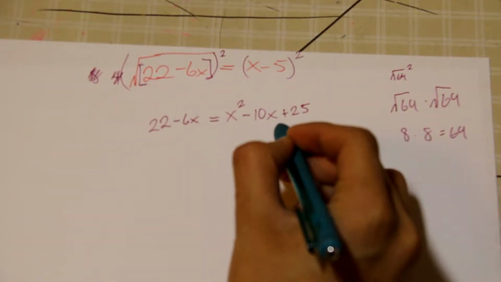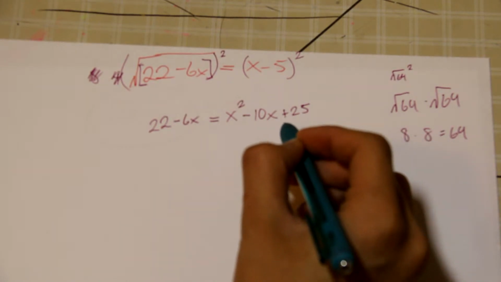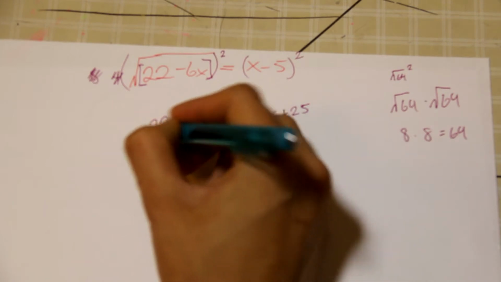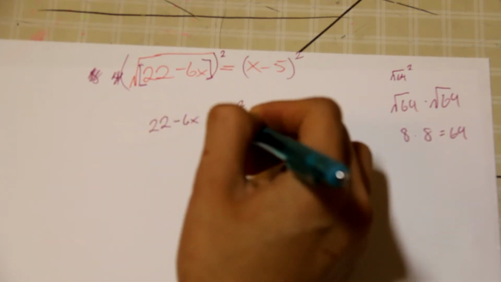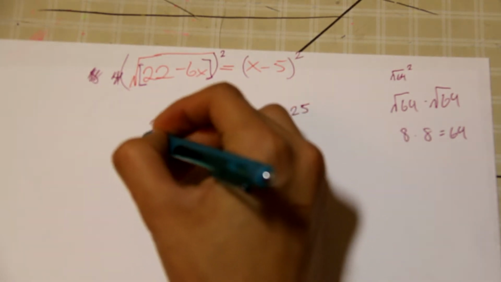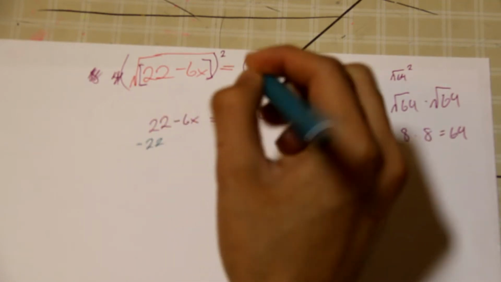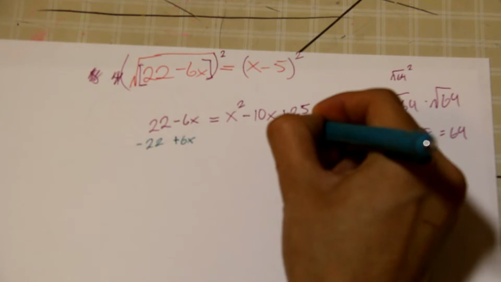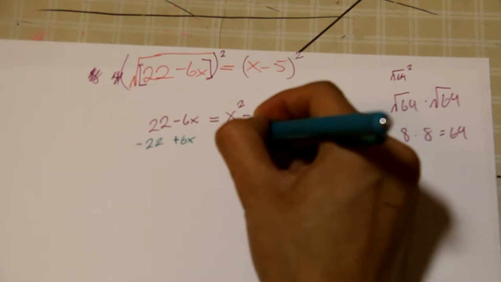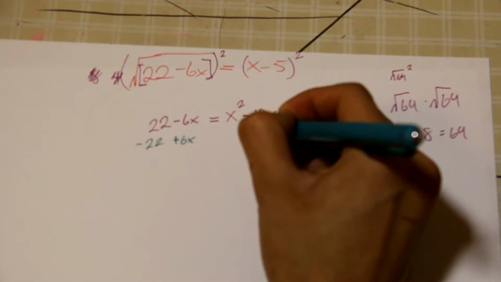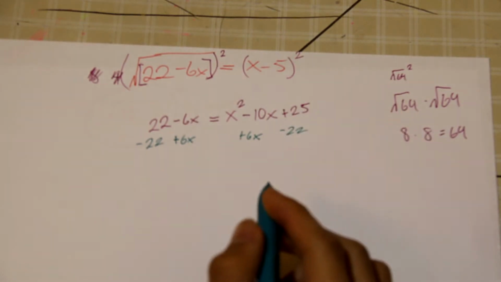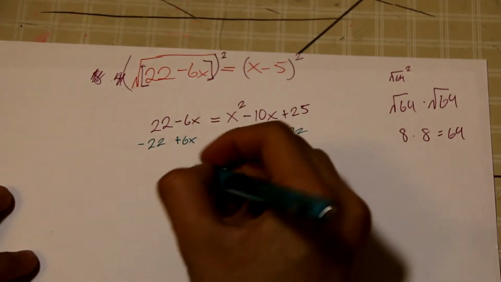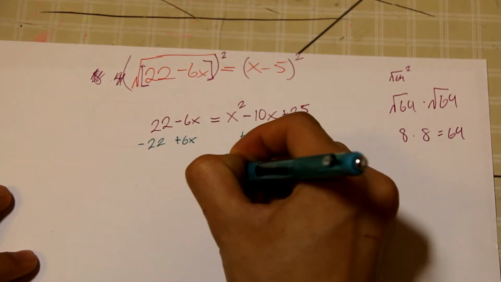Alright, so we got our equation to be 22 minus 6x equals x squared minus 10x plus 25. Now what we're going to do to solve this equation is we're going to get rid of 22 minus 6x on this side. So we're going to do minus 22 plus 6x, and we're going to do that to this side too. You get the equation x squared minus 4x plus 3.